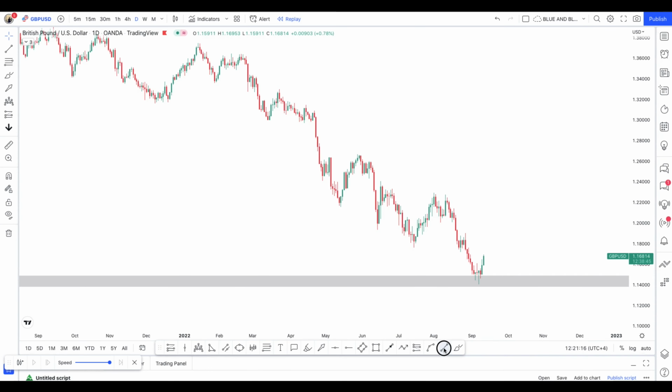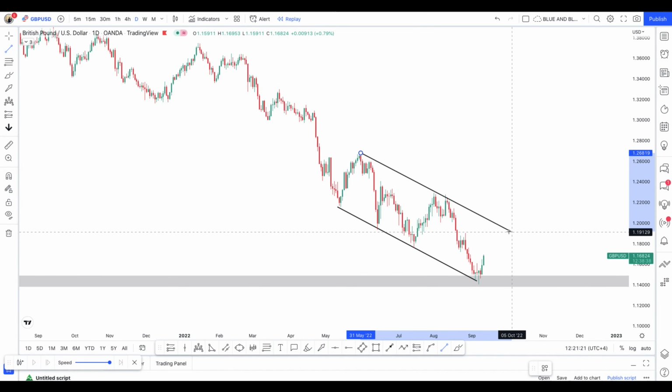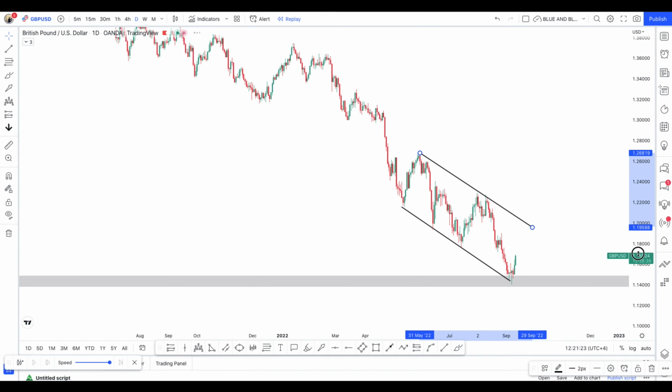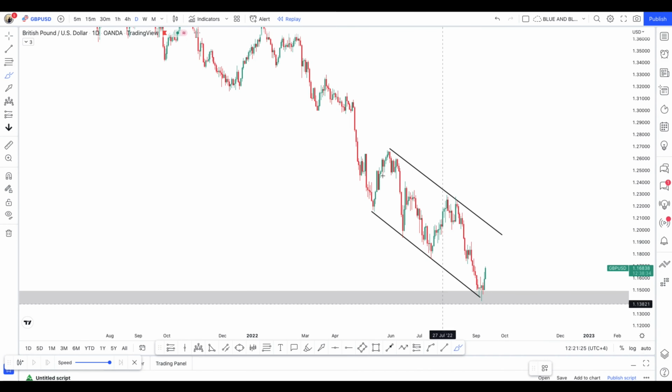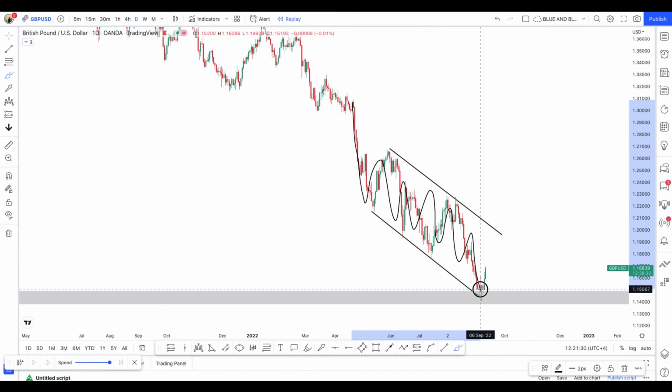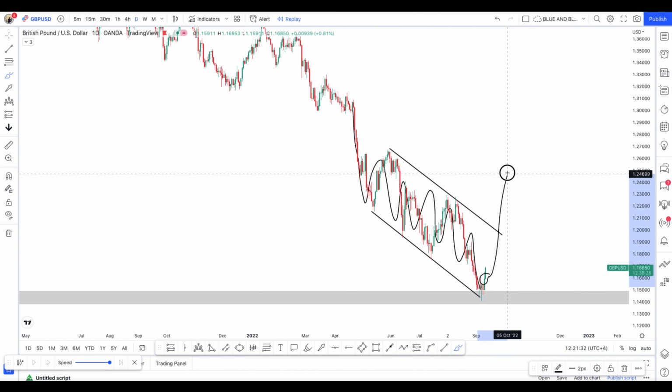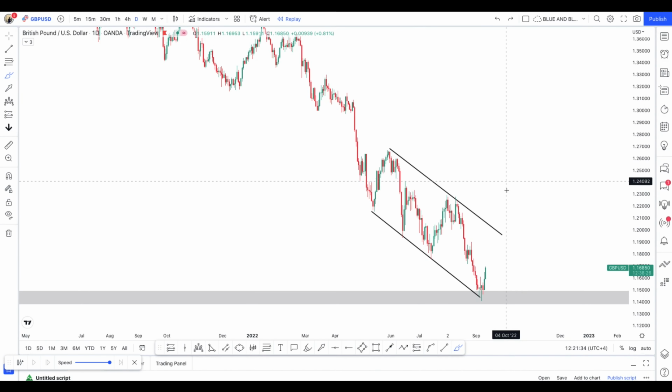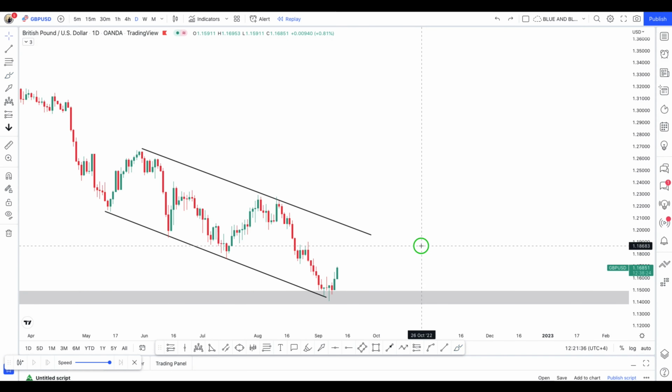Let's also focus on the structure right here. We can see something like this. This is a descending channel, which is most likely to break to the upside, right? Or it can also be a falling wedge pattern. We can currently see this impulsive movement and then the corrective nature of the market to the upside. We can possibly have a reversal to the upside. So let's focus on this one right here.